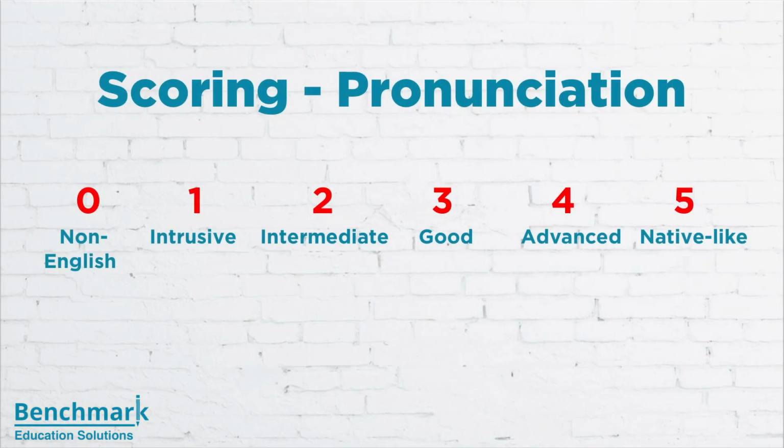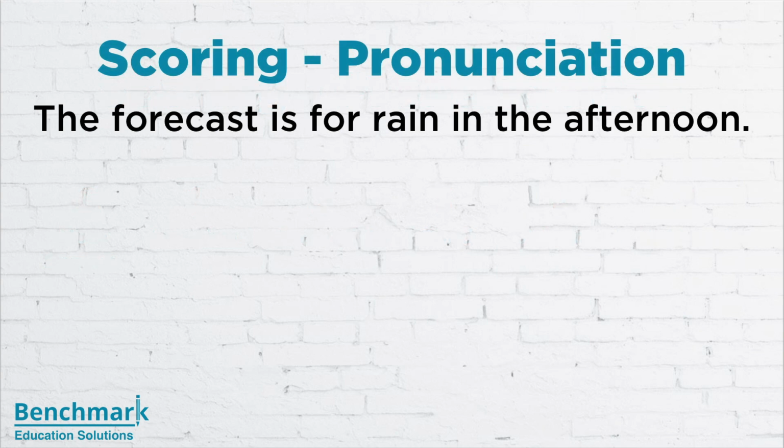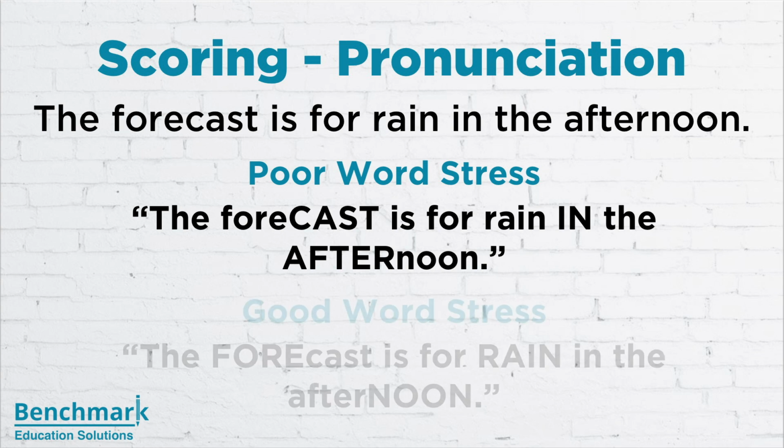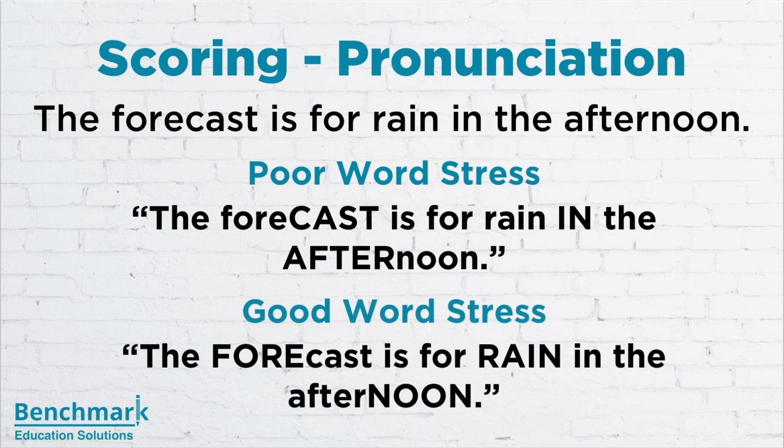Here's the pronunciation scoring rubric, ranging from non-English to native-like. You can see that you'll earn 0 to 5 points. Now let's go back to our example. If you were to place the stress incorrectly, like the forecast is for rain in the afternoon, you would lose points because it's clear that the intonation and stress are incorrect and not native-like. Native speakers would place the stresses here. The forecast is for rain in the afternoon.